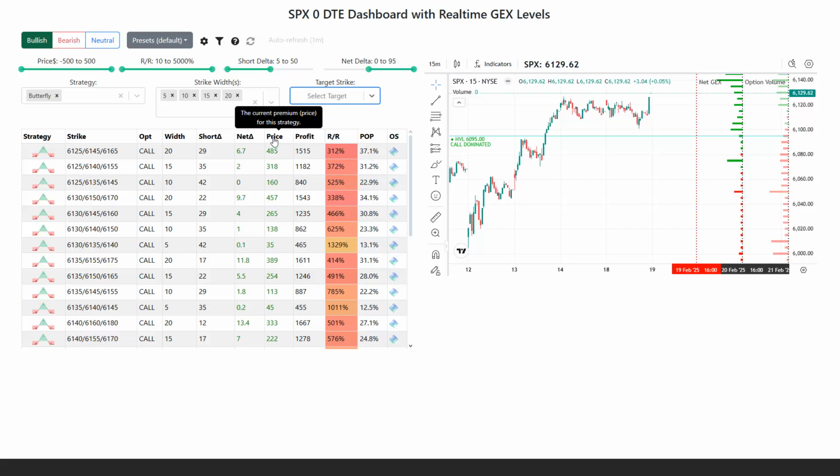The net delta of the strategy is the price, the maximum potential profit, the reward to risk ratio, meaning how much can be earned if I achieve the maximum profit, the probability of profit, and a link to the option strater, which allows for viewing the strategy's risk graph.